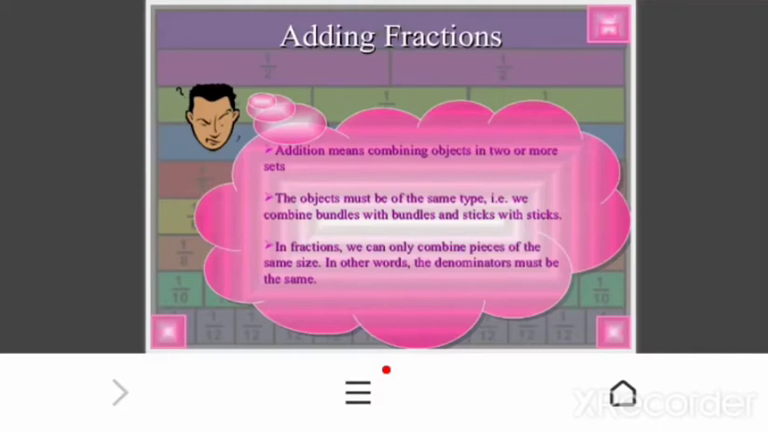Now, since addition means combining objects into two or more sets, the objects must be of the same type. Understand, please keep in mind, the objects must be of the same type. That is, we combine bundles with bundles and sticks with sticks. And third, in fractions we can only combine pieces of the same size. In other words, children, the denominators must be the same.